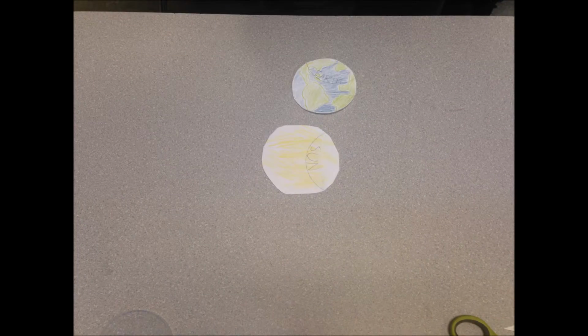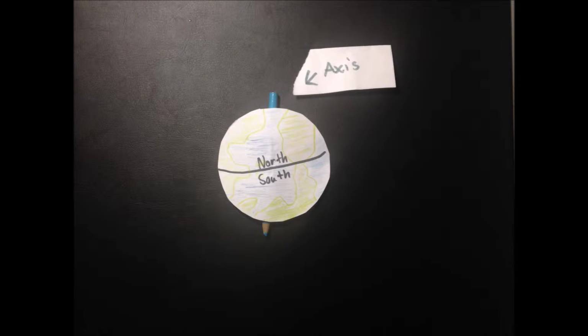As the Earth orbits the sun, the Earth itself rotates on an imaginary line called the axis. This imaginary line starts at the North Pole, goes through the Earth's core, and ends at the South Pole. The Earth takes 24 hours to complete one full rotation on its axis.